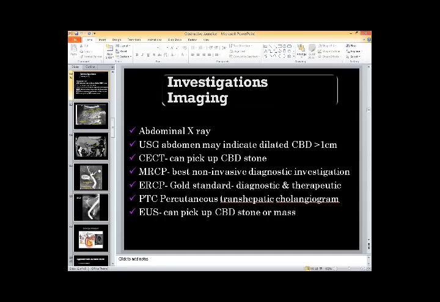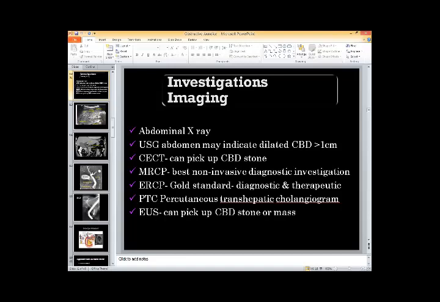Even then, if you simply get an abdominal X-ray in a patient of abdominal pain, and you can see an opacity in the right upper quadrant in the area of gallbladder or common bile duct, you might say that it is a stone in this area. But this abdominal X-ray is not an investigation of choice for a patient of jaundice. Rather, the investigation of choice for a jaundice patient after doing a liver function test is an ultrasound of the abdomen. Ultrasound of the abdomen is a very helpful investigation.